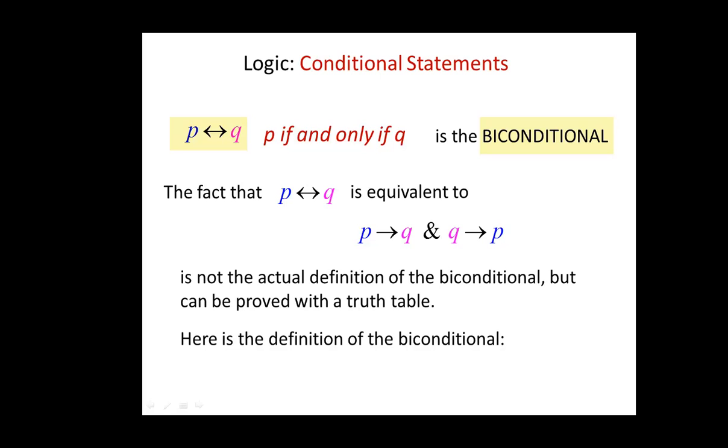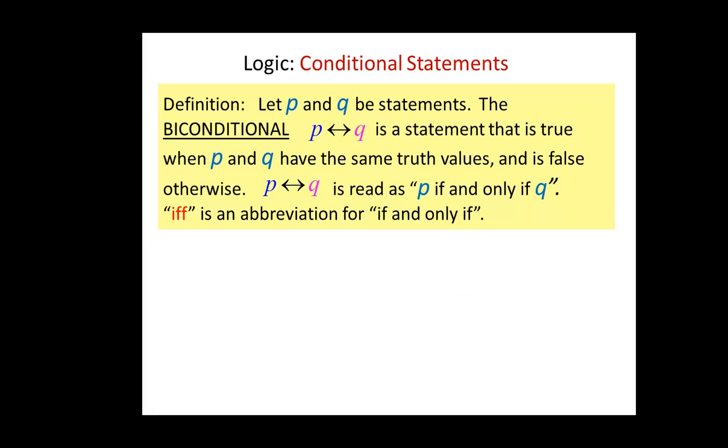Let's get the actual definition. Here's our biconditional. This statement is going to be true if P and Q have the same truth values, and otherwise it's false. And IFF is used as an abbreviation. It means if and only if.